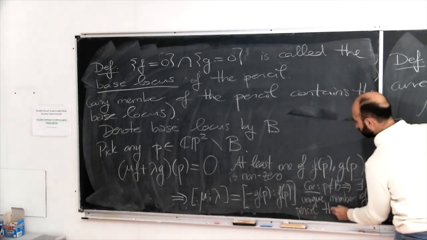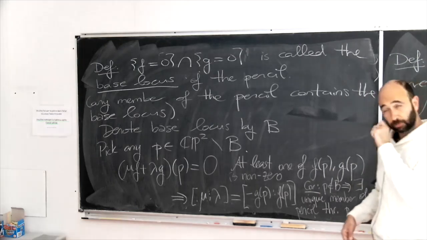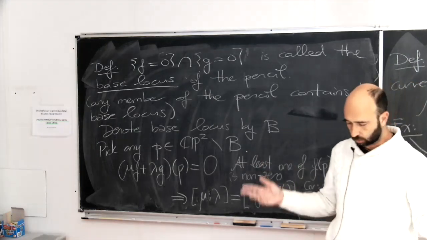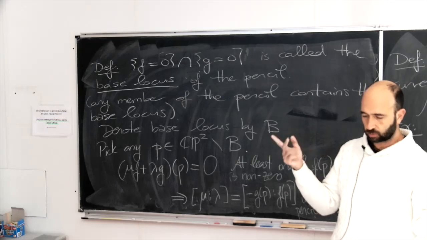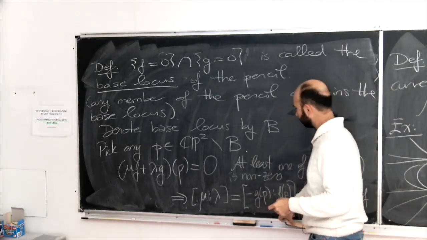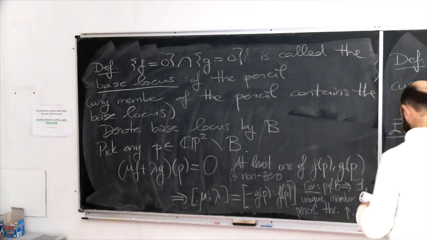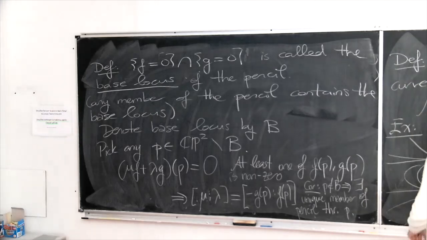Okay, so it's a pretty clear picture. For the base locus, you have all the curves passing through the points, and for points which are not in the base locus, there's exactly one of the members of the pencil. Okay, now let's go back to nets.